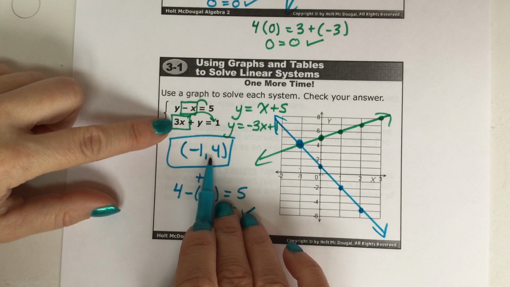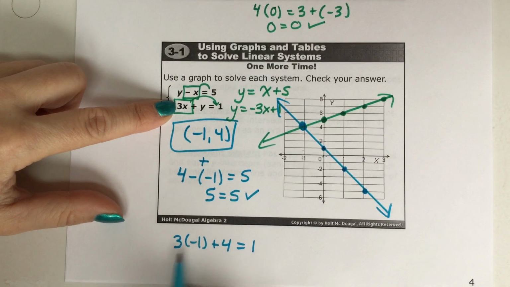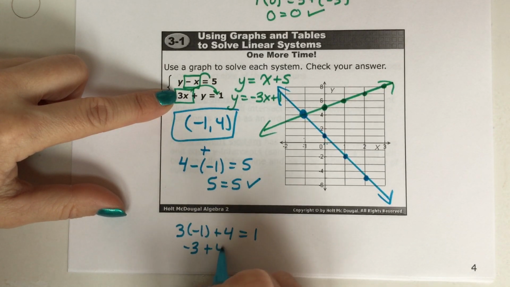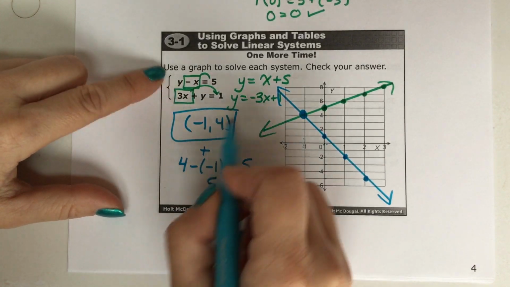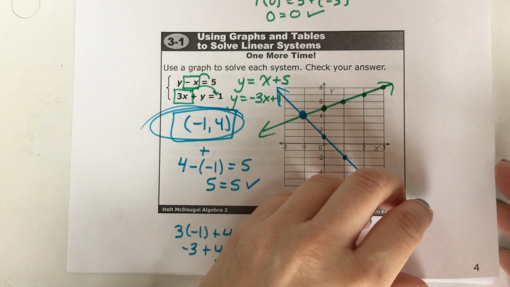Now let's see if it fits for the second equation. 3 times -1 plus 4 has to equal 1. Well, 3 times -1 is -3, plus 4. -3 plus 4 is 1. 1 equals 1. It checks. So yes, that is our solution to that system of equations. Our solution is the ordered pair -1, 4.